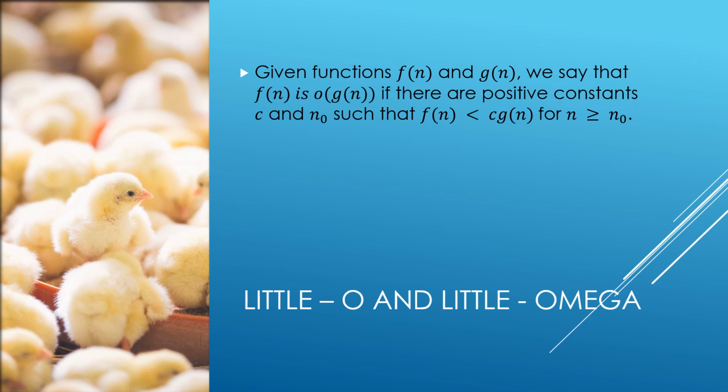Little o notation gives us a function that is higher in growth rate than our function, but it is never equal to our function asymptotically.